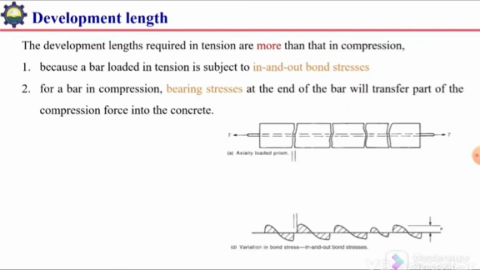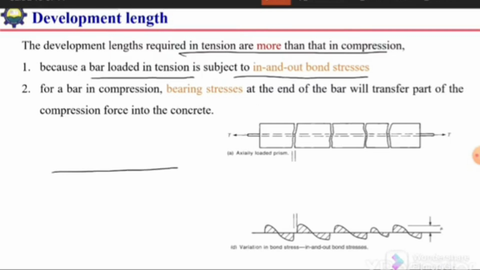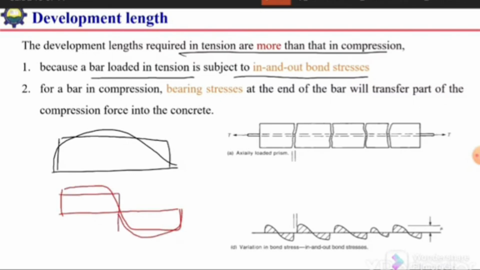Development length in tension is more than in compression. The required development length in tension is more than the required development length in compression. It is because of two reasons. The first reason is that a bar under tension is subjected to in and out bond stress. For example, if the bond stress in the bar is like this, the average value will be this one. If the bond stress is like this, the overall average value of the bond stress will be reduced because of this in and out mechanism.